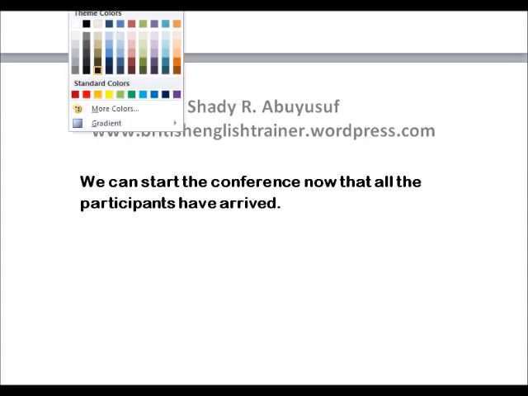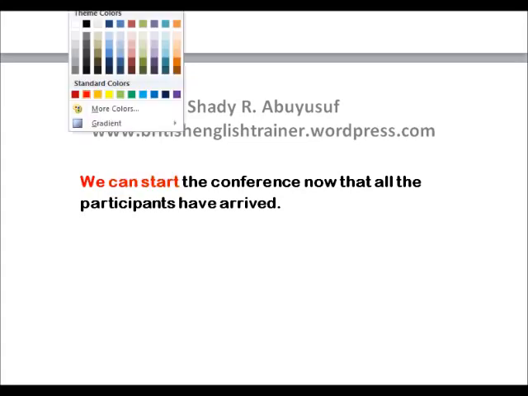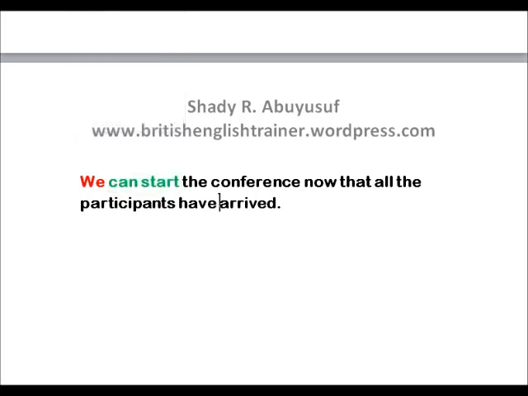Do we have a subject? Yes, we have a subject. We've got "we," which is a subject. Do we have a verb? Yes, "can start" is a verb. That's a verb, and let's give it the green color. So "we" is a subject, "can start" is a verb.